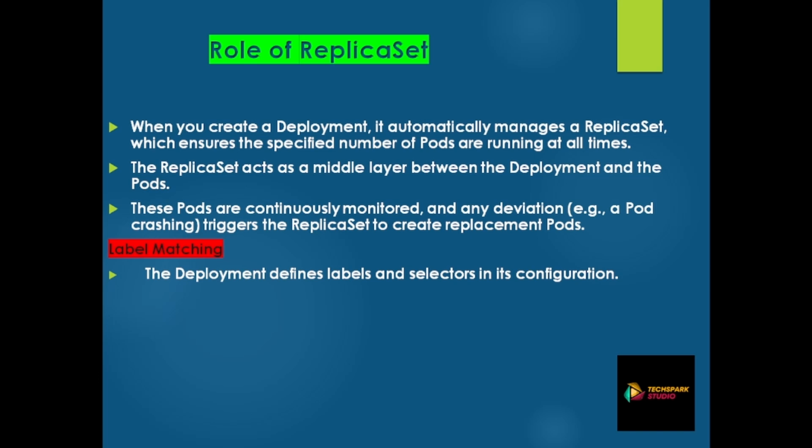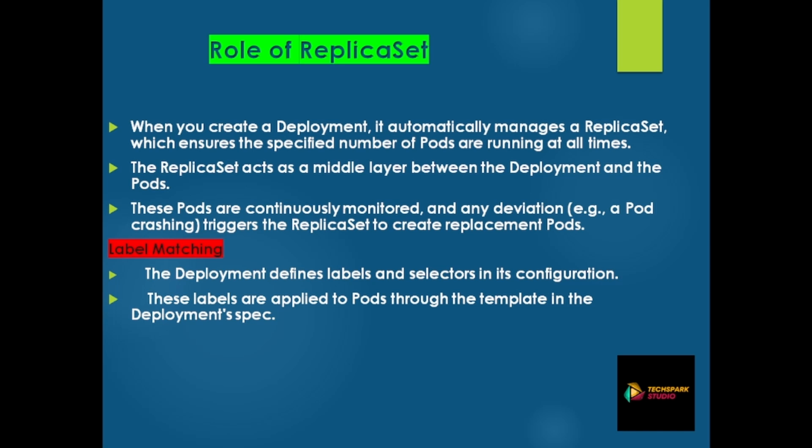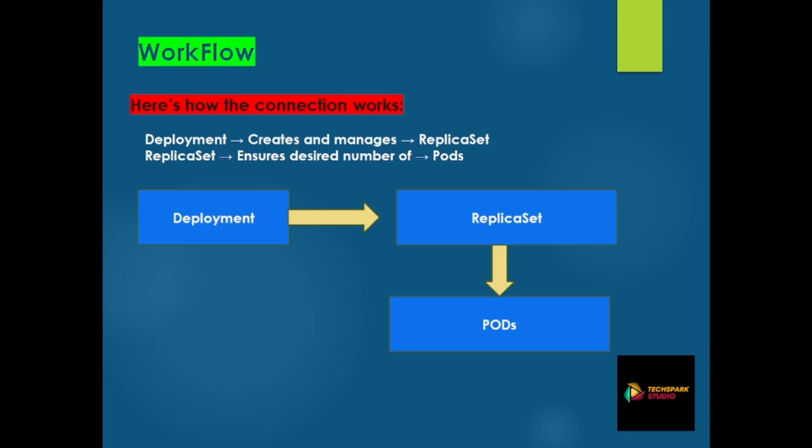As we said, the deployment defines the label and selector in its configuration. These labels are applied to pods through the template in the deployment. The replica set uses these labels to track and manage the pods. Here is how the connection works. The deployment creates and manages the replica set. The replica set ensures the desired number of pods are running.